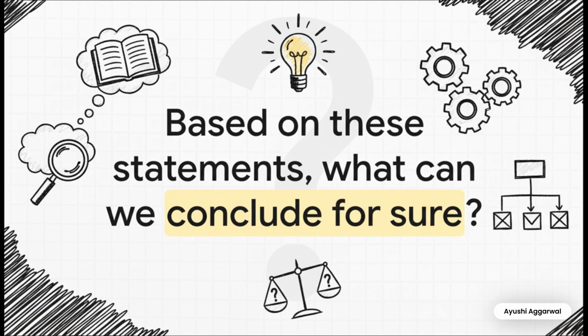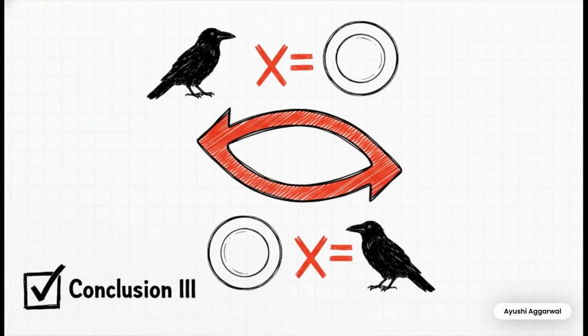Let's break it down piece by piece. Let's start with that third statement. No crow is a plate. Think of it like a two-way street. If it's true that no crows are plates, then it absolutely has to be true that no plates are crows. It works both ways. And hey, that perfectly matches conclusion number 3, so we know that one is solid.